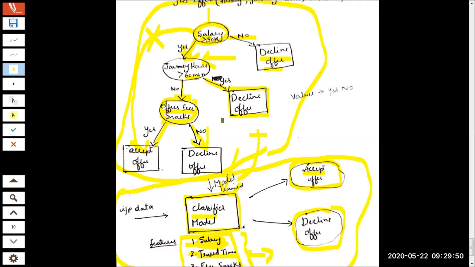The first point is this decision tree is being used to train the classifier. So the classifier will understand salary, journey hours, and free offers from the company will play a role in making a decision. The classifier will also understand that accepting the offer and declining the offer are the two classes. So all these things have been very clearly defined, and the same will be trained with the classifier. Now the classifier is ready with training.